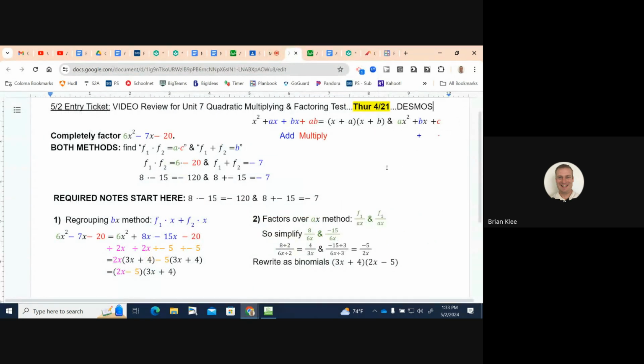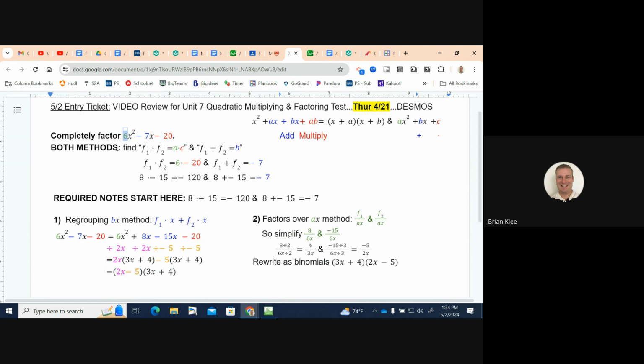So our learning target has been multiplying binomials like x plus a times x plus b and getting a trinomial, or taking a trinomial and factoring it to get x plus a times x plus b, with a and b being numbers. This particular entry ticket is focusing on what happens when the a is not 1. So in this example, the a is 6.